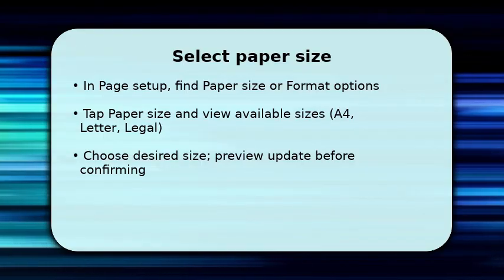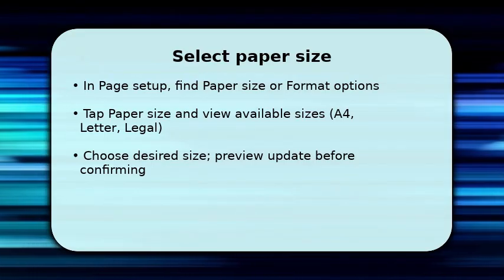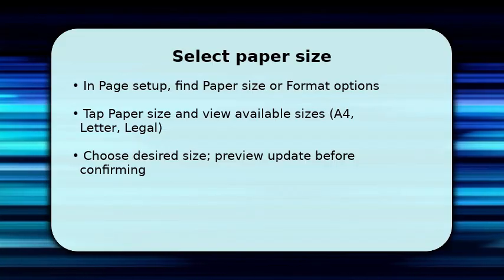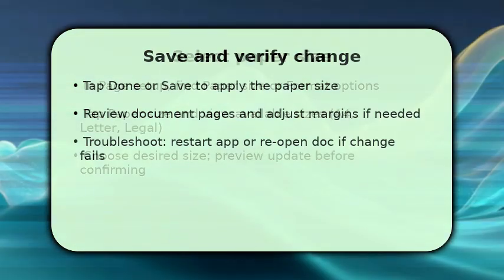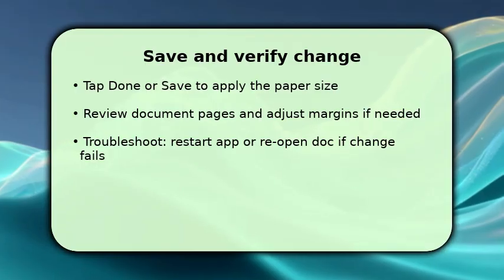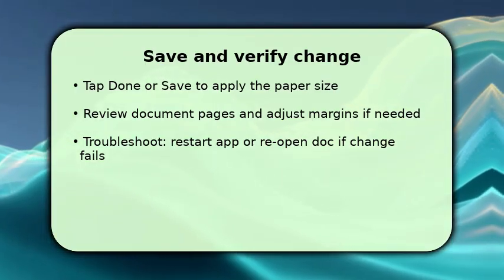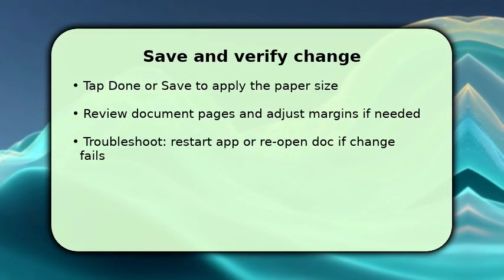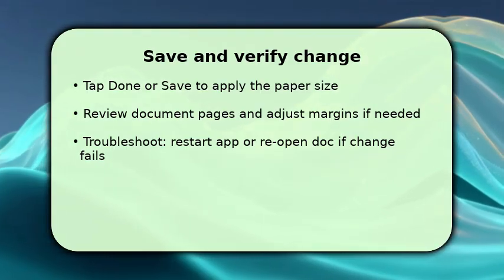Make sure to inspect the small preview or check a few pages in the document to confirm line breaks and spacing still look right before you save the change. After selecting the new paper size, tap Done or Save to apply it. This commits the setting to the document. You should immediately scan a few pages to confirm text flow and images haven't shifted. If they did, adjust margins or reformat specific elements.